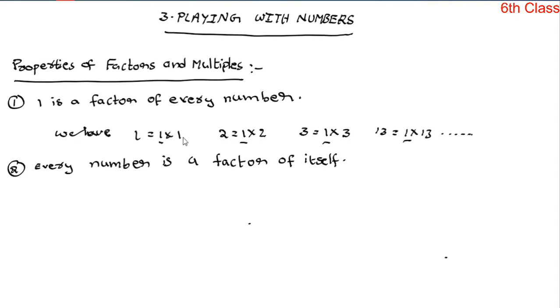Here we observe that 1 is a factor of 1, 2 is a factor of 2, 3 is a factor of 3, 13 is a factor of 13. Hence every number is a factor of itself.